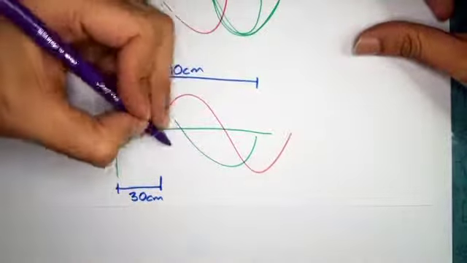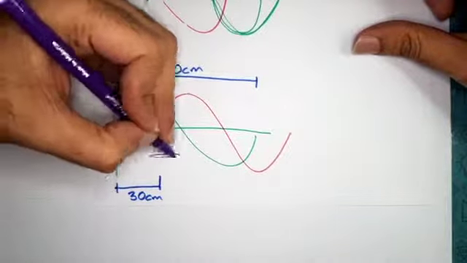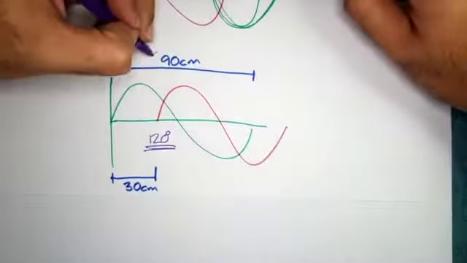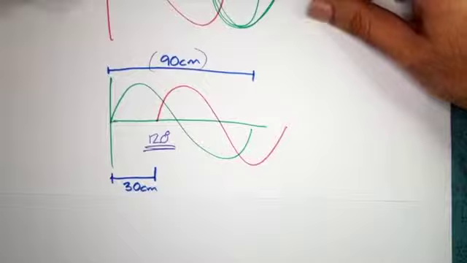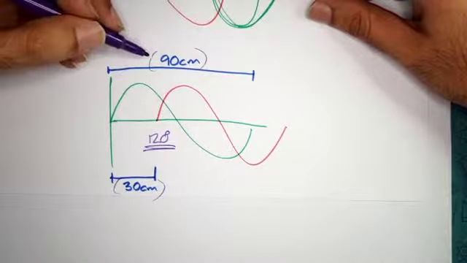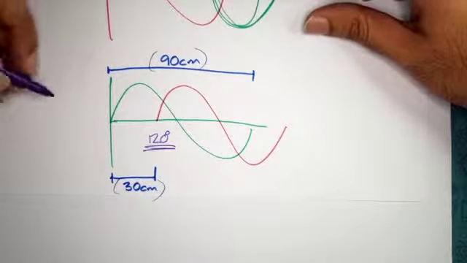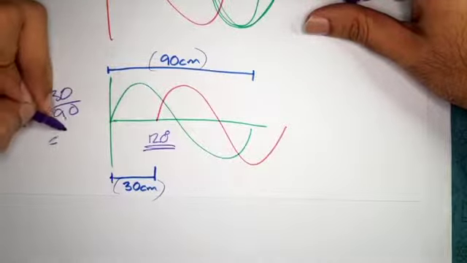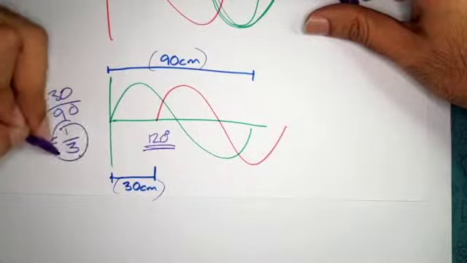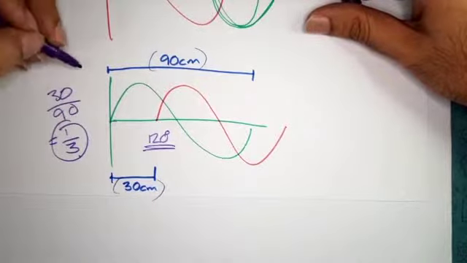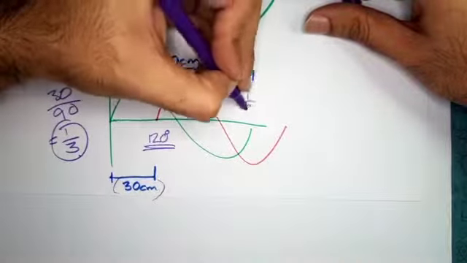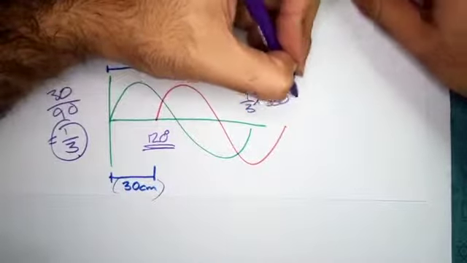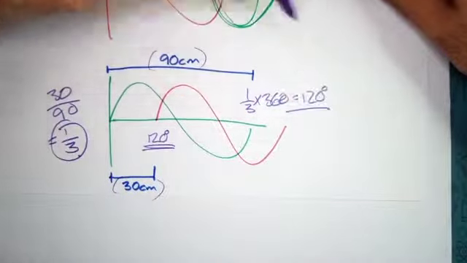120 degrees is the answer. Well, easy. The wavelength is 90 centimeters. How much is 30 centimeters of 90? It's 1/3. So 30 divided by 90 is equal to 1/3, and this is the ratio between the waves. Now just multiply this with 360. So 1/3 into 360 is going to give you the phase difference, which is basically 120 degrees.